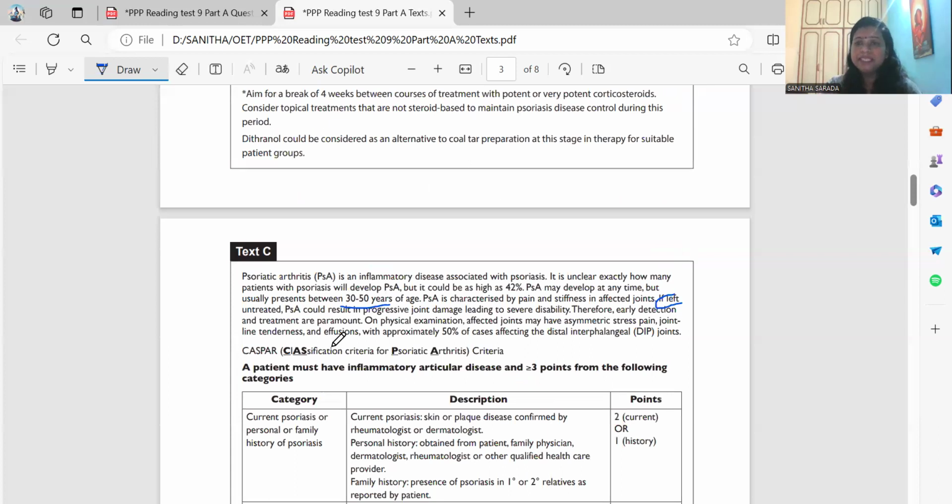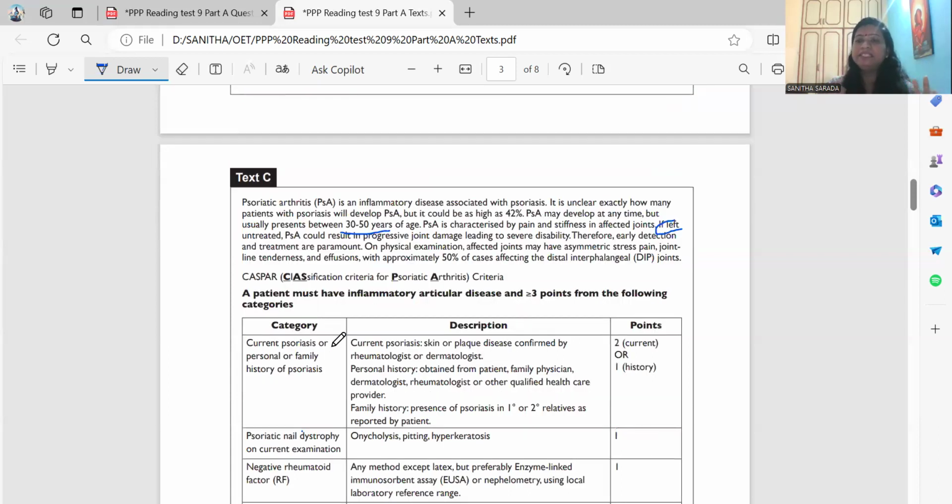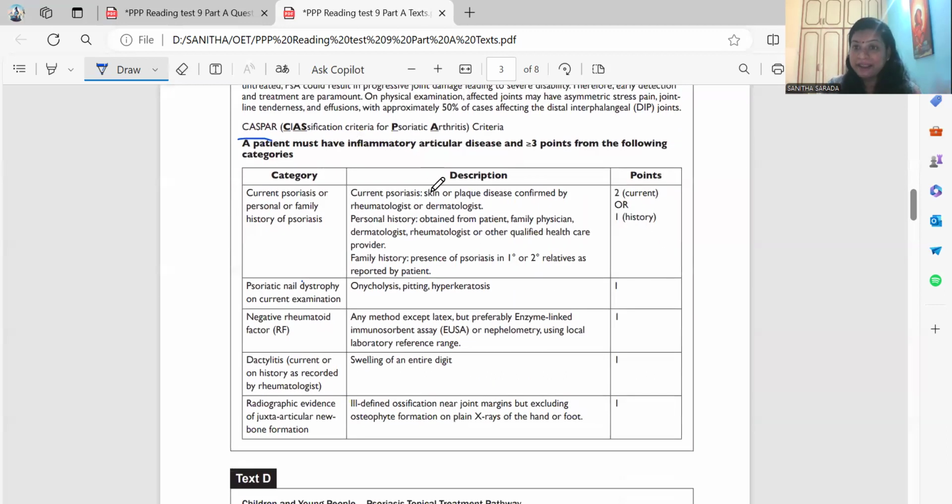Within 1 minute, you have to complete this task. Just see some points, nouns, psoriasis, arthritis. These are the points you have to underline. Some points are highlighted, and you underline them. There is no need to read all the topics. It will be a waste of your time.